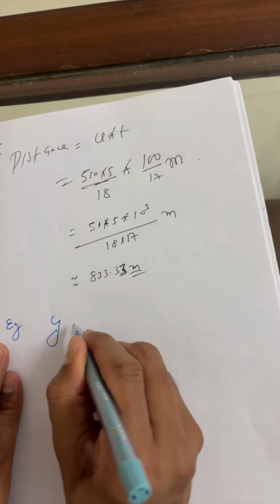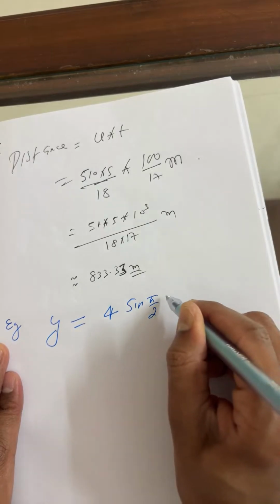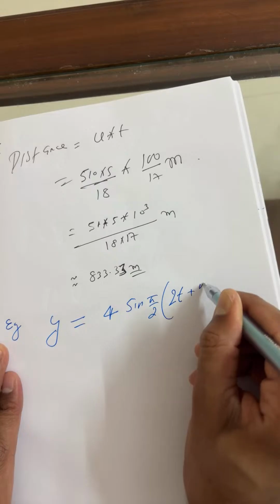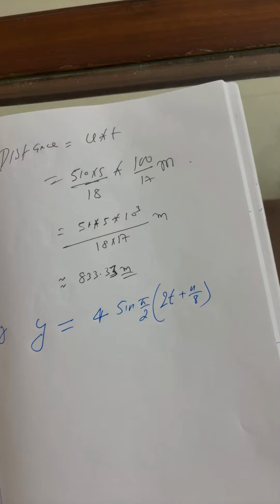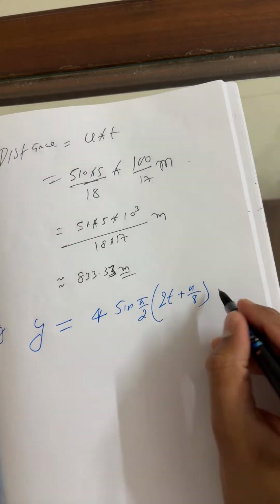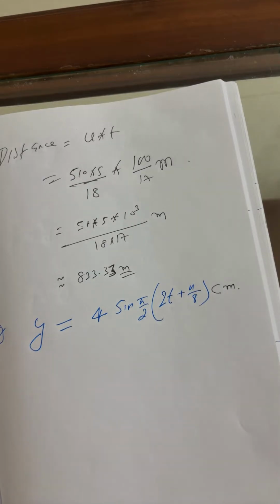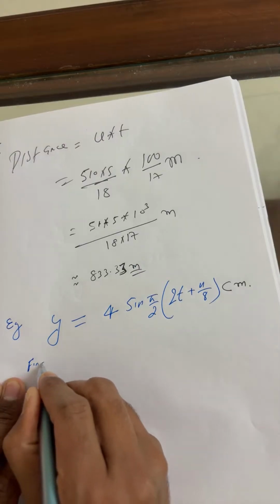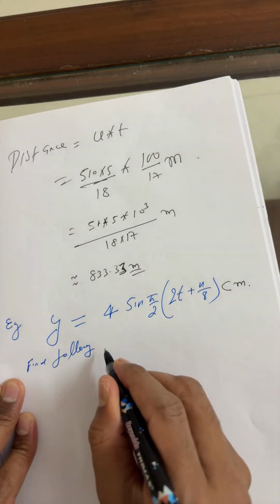Yes, you can write y is equal to 4 sin pi t into cos(2t plus x by 8). Y is in centimeter. Find the following.